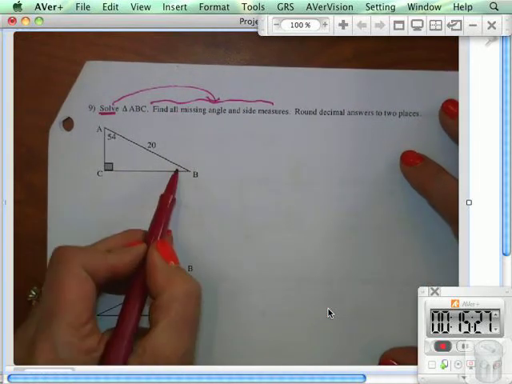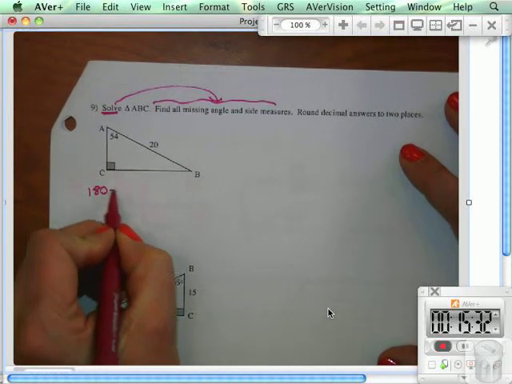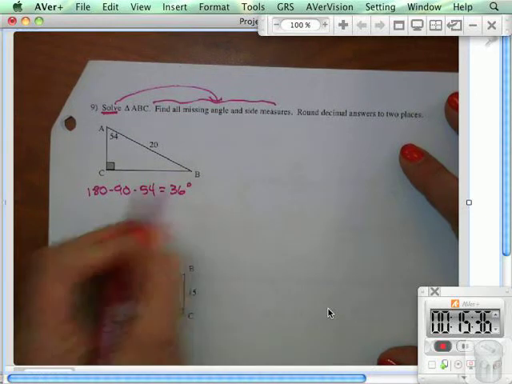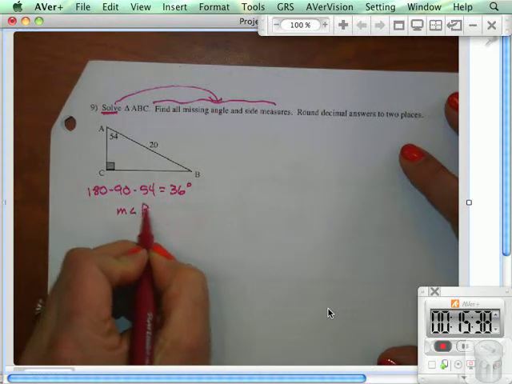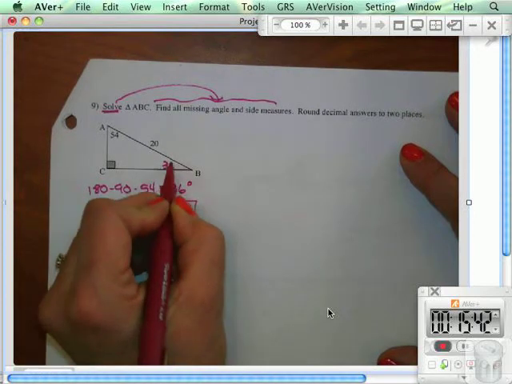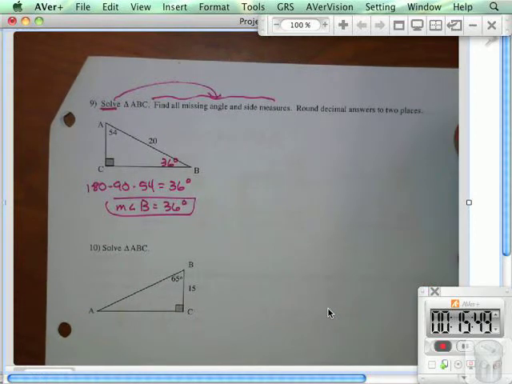Can we find angle B? Yes. Very easily. 180 minus 90 minus 54 equals 36 degrees. So the measure of angle B is 36 degrees. I'm going to write that right in my picture too. So partway there. The only thing I need to do now is find the other 2 sides. And I use trig ratios for that.